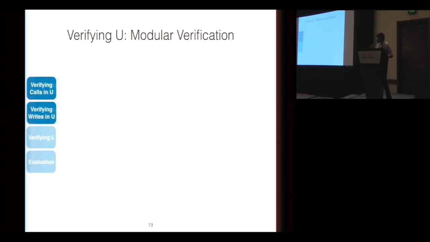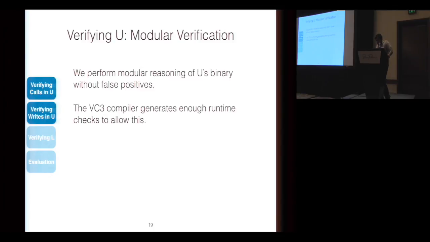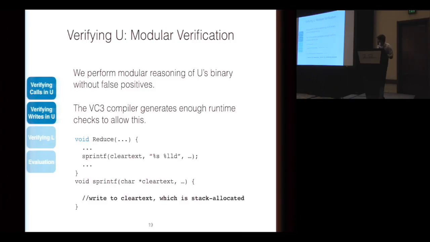We could do a global verification, but wouldn't it be nice for scalability if you could analyze each procedure within U on its own? And we would like to do that also without incurring any false positives. So the way we are going to do this is by having the compiler generate enough annotations to make this feasible. And I'll show you with this example.